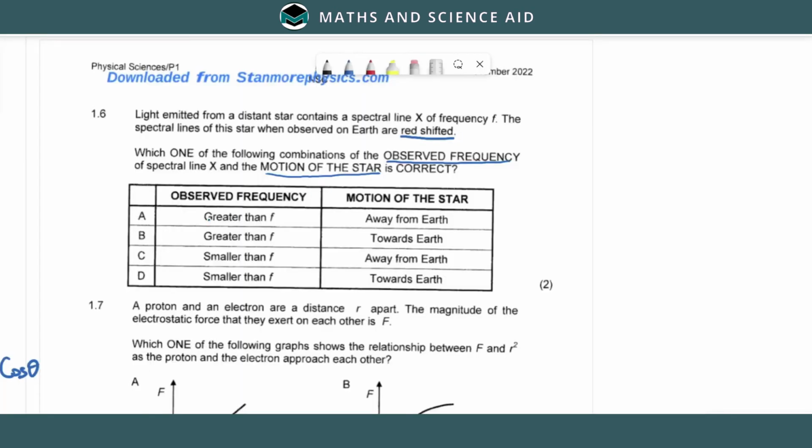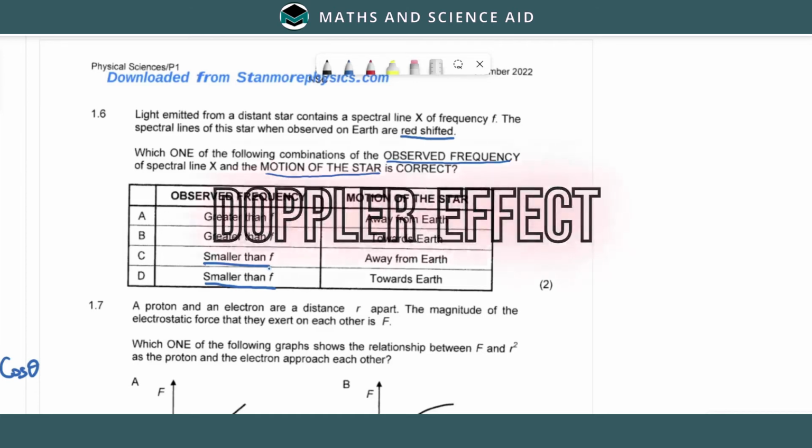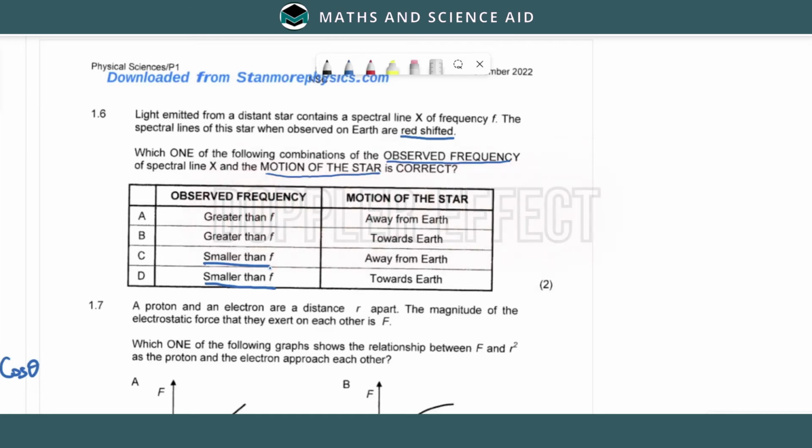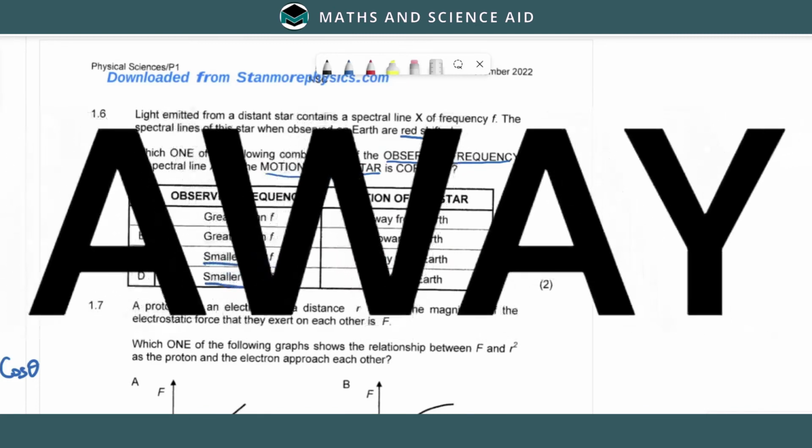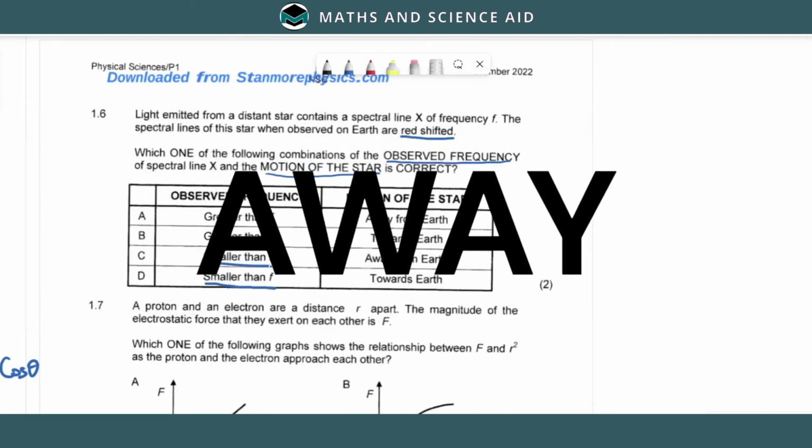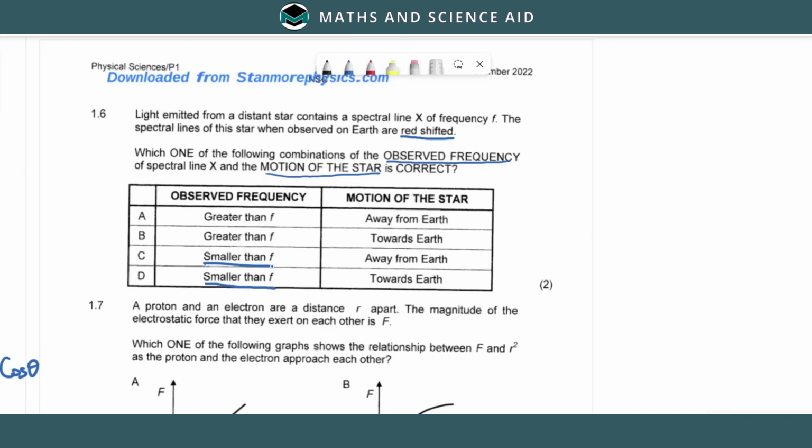Okay, so it means here the observed frequency will be smaller than f, the actual frequency of the spectral lines of this star. And now, if that's the case, based on the Doppler effect, it means that the star is moving away from the Earth, because you are observing it from the Earth, and while you are on the Earth, it is red-shifted, meaning that it's shifted to lower frequencies. So it must be moving away from the Earth. So the correct answer here is C.